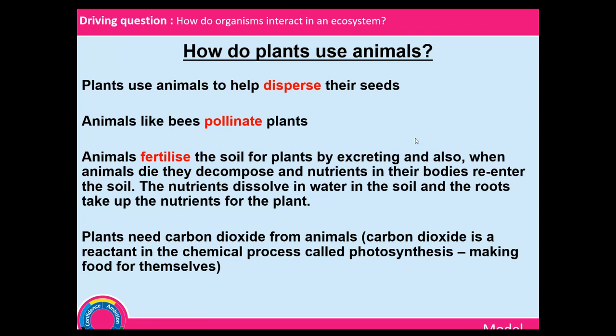One of the products that comes out is carbon dioxide. We don't need the carbon dioxide, but the plants need the carbon dioxide. It's a reactant in the process of photosynthesis. And this is the equation of photosynthesis. In this equation, the plant needs both sunlight and chlorophyll as well to help this process go through.